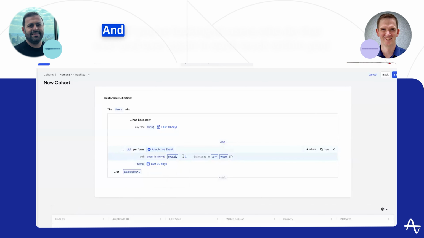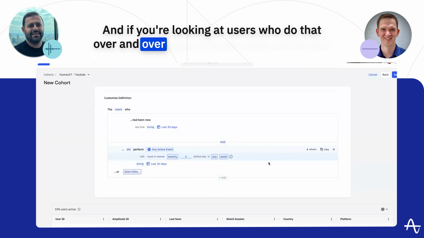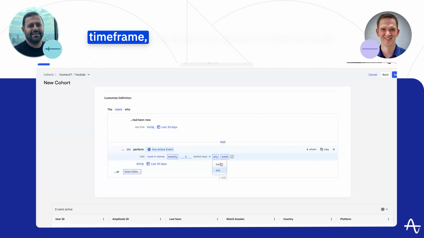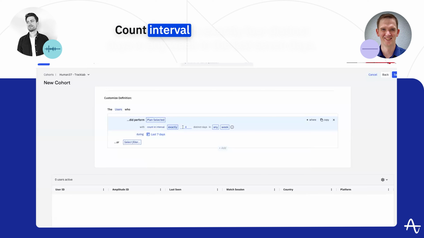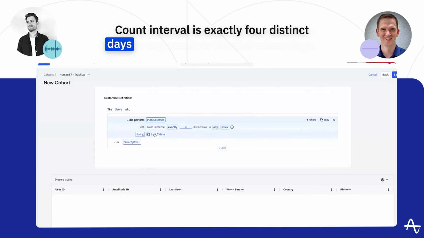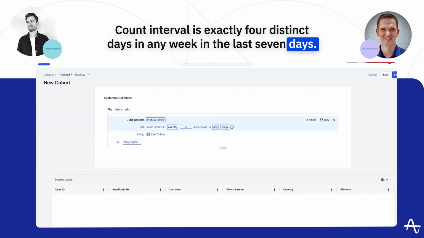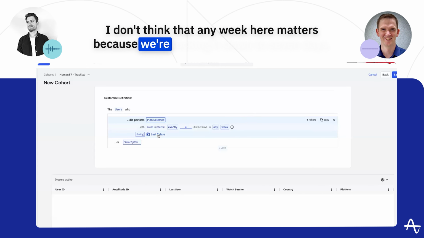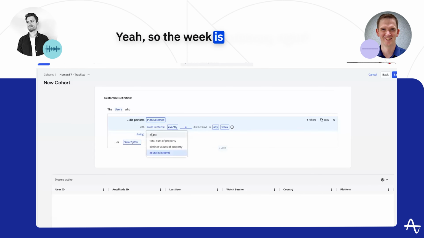You would use any week, and if you're looking at users who do that over and over again in each week within your time frame, you have the option to do that as well. Count interval is exactly 4 distinct days in any week in the last 7 days. I don't think the any week here matters because we're locking it down to 7 days. So the week is arbitrary, right?